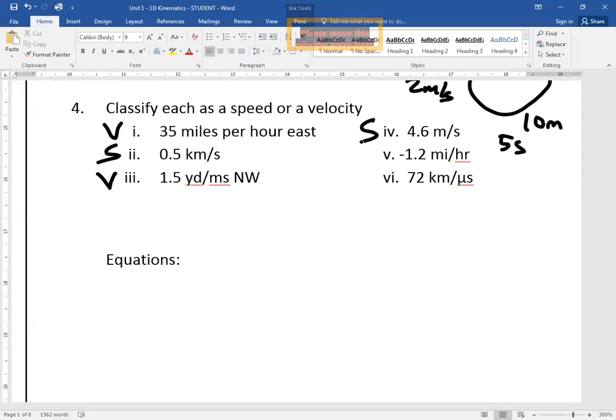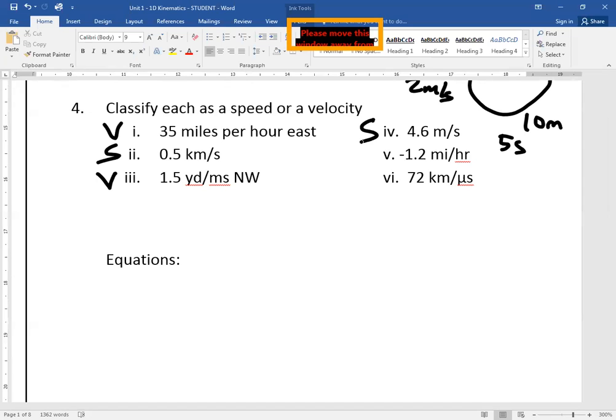Because it's going in a negative direction. Okay, the negative sign is indicating direction. You can't have a speed of negative 1.2 miles per hour unless you're going back in time or something, right? You can't untravel distance and you can't undo time. So you can't have a negative speed, right? A negative velocity simply indicates direction.